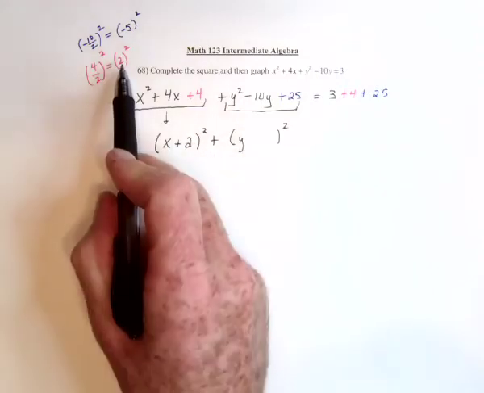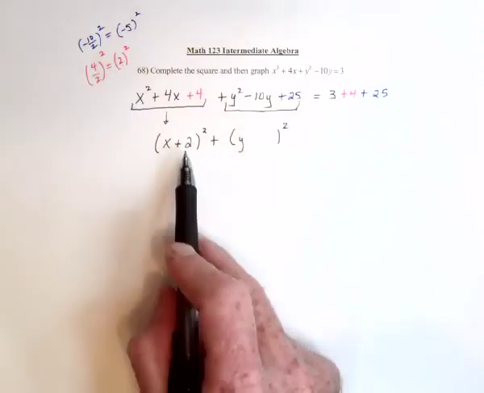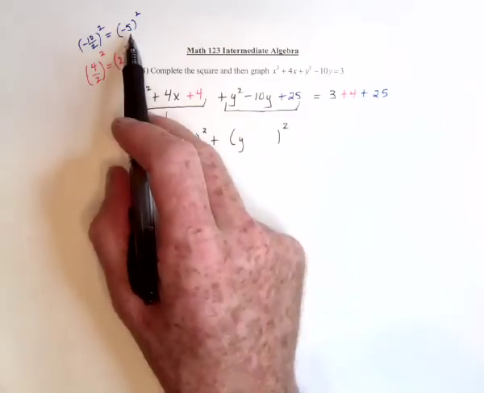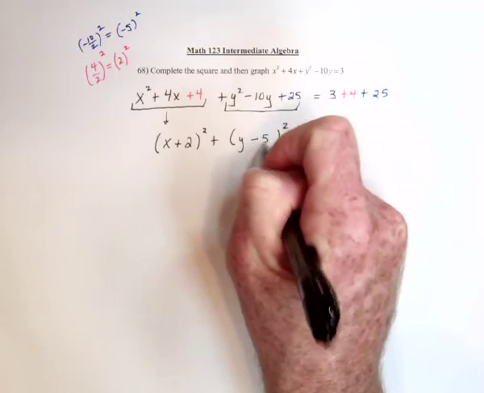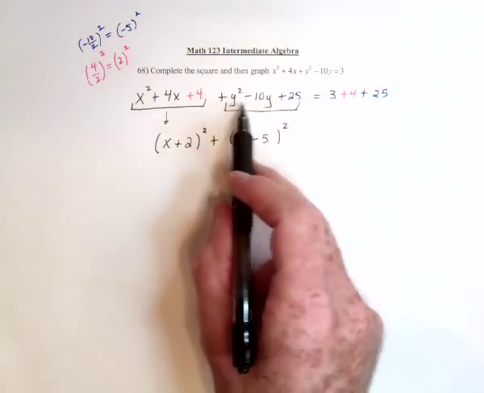Or you could just look up here to whatever's numbers in the parentheses here. That's what number goes here. So that means that this one for y would be minus 5. And if you were to multiply this out and check it, sure enough, it is that polynomial right there.